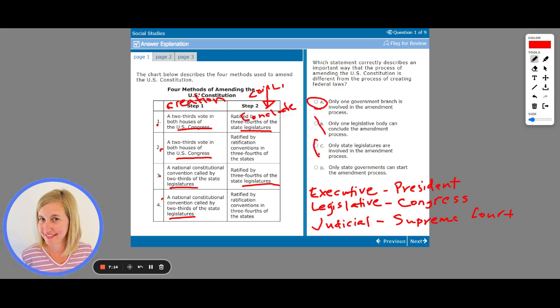And the last one, D, only state governments can start the amendment process. Well, if we look at method 1 up here, a 2/3 vote in both houses of the US Congress, that's not the state government legislative branch. That's the national legislative branch. And so answer choice D is not correct either. So that means that answer choice A, which we originally thought looked good, is the correct answer for this question.